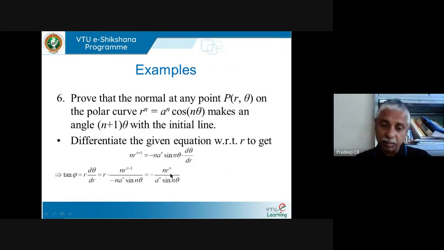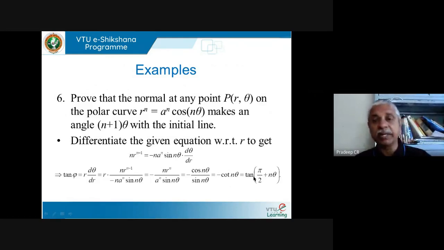But r power n is the same as a power n cos n theta. So this will become minus cot n theta. So tan phi is minus cot n theta. Cot n theta is the same as tan of pi by 2 plus n theta. So phi will become pi by 2 plus n theta. This is the easy part.